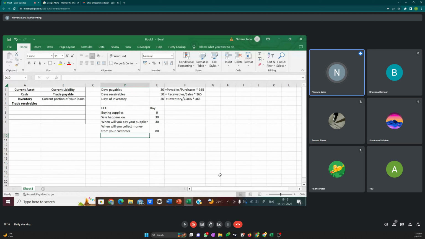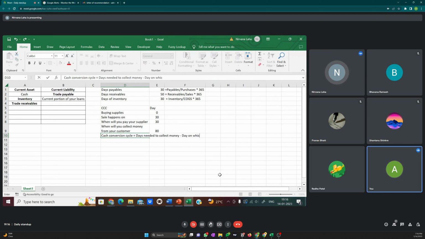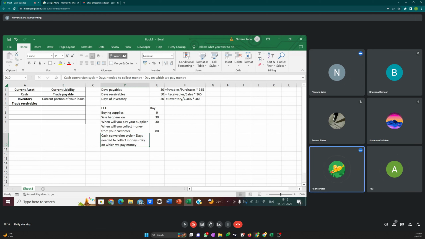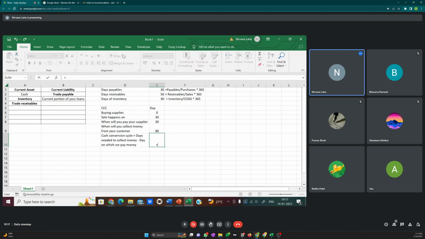So your cash conversion cycle is nothing but the days needed to collect money minus the day on which we pay money to our suppliers. Okay. So according to this, what will be your cash conversion cycle? 50, right? 80 minus 30. Yeah, 50.